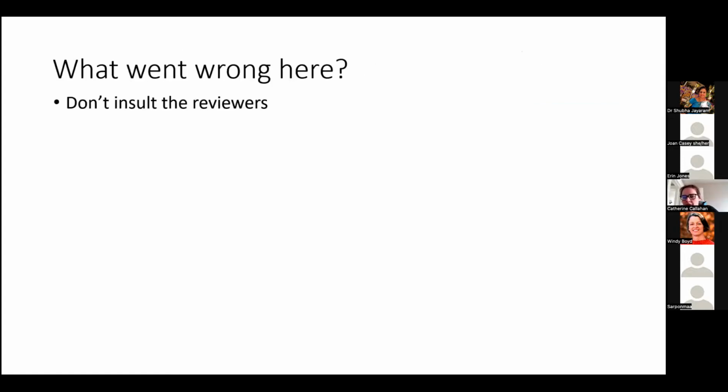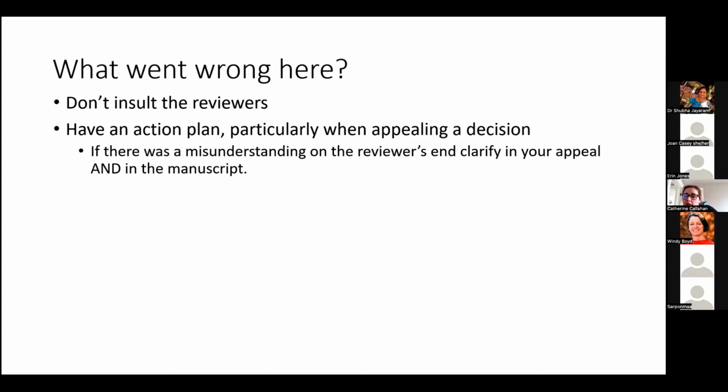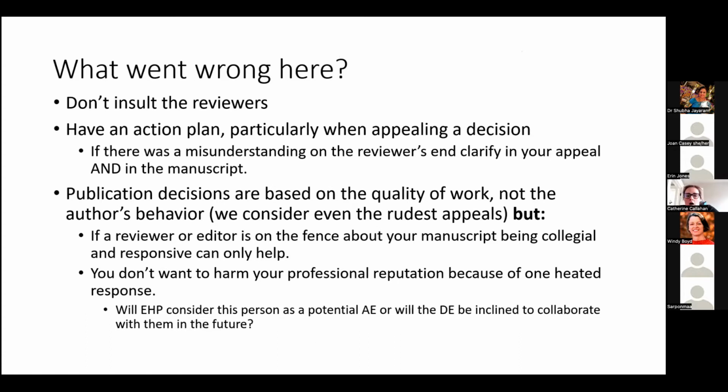When you're responding to a reviewer's comment, you don't want to insult them. You should also, when you're appealing a decision, have an action plan for how to revise the manuscript. Again, even if you don't agree with the reviewers, if they didn't understand something, it's likely that a reader won't either. And so your manuscript should be clarified in addition to the appeal. Publication decisions are based on the quality of work, not the author's behavior. So you can be rude to us, but it doesn't really help you if the reviewer or editor is on the fence about your manuscript, and you don't want to harm your professional reputation because of one heated response.